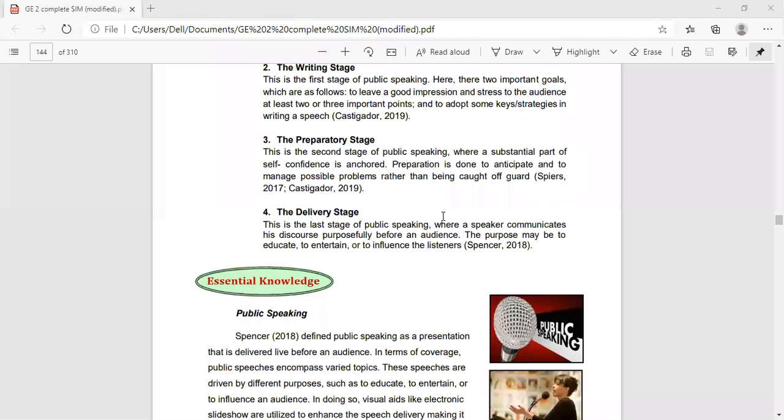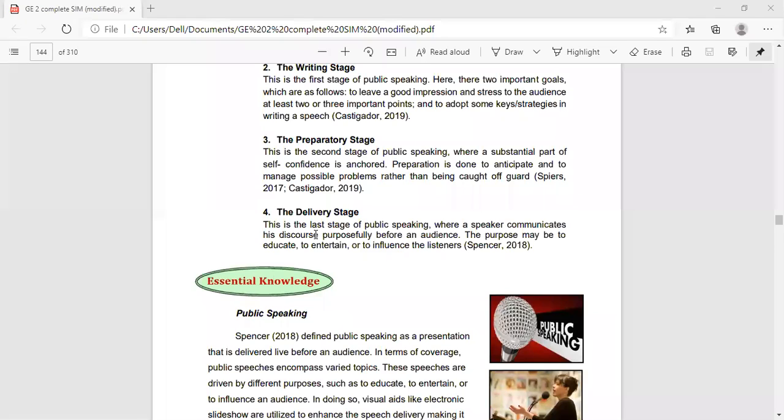So that's why the things that I taught you about how to outline a talk or a speech were under the writing stage. So that's planning in a sense. Okay, number three, we have the preparatory stage. This is the second stage of public speaking where a substantial part of self-confidence is anchored. Preparation is done to anticipate and to manage possible problems rather than being caught off guard. So this will be explained in detail later on.